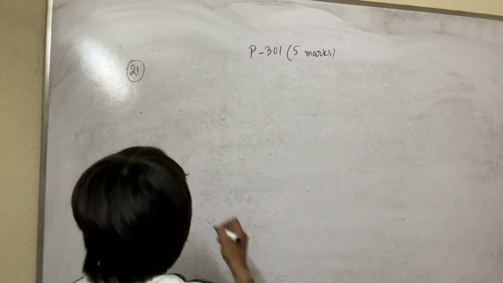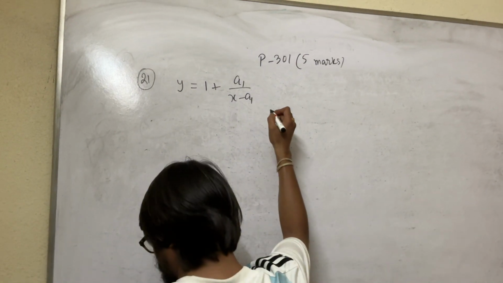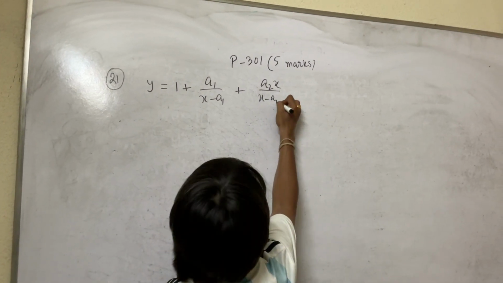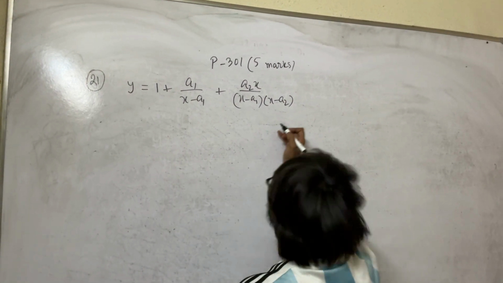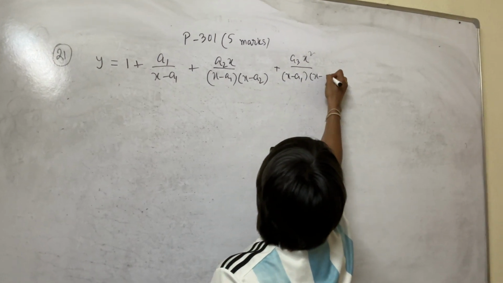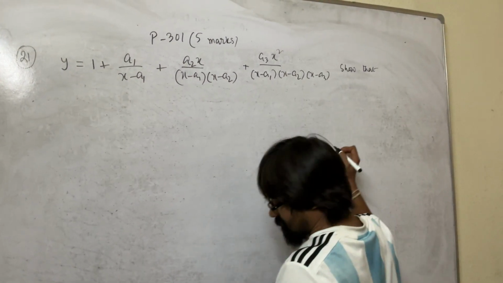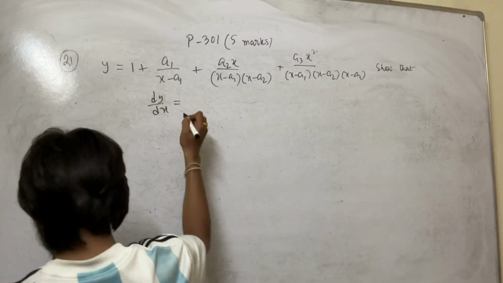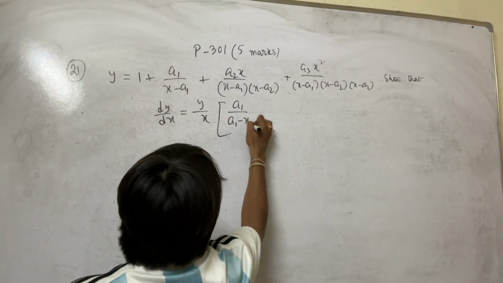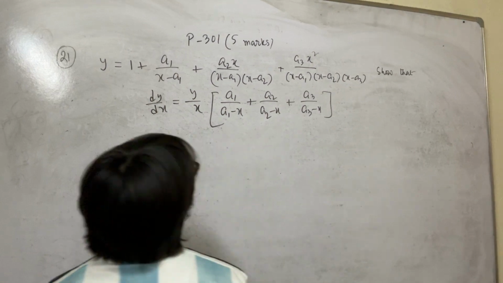It's a beautiful problem. It says, if y equals 1 plus a1 by x minus a1 plus a2x by (x minus a1) into (x minus a2) plus a3x squared by (x minus a1) into (x minus a2) into (x minus a3), then show that dy/dx is equal to y by x times (a1 by (a1 minus x) plus a2 by (a2 minus x) plus a3 by (a3 minus x)). So yes, this is the problem.